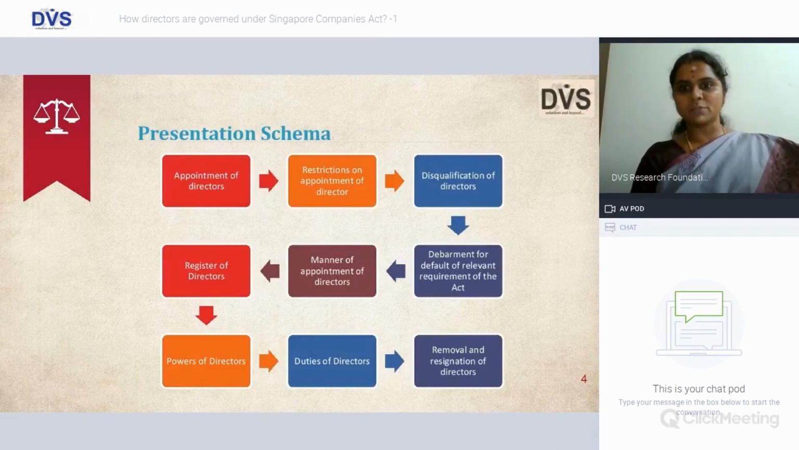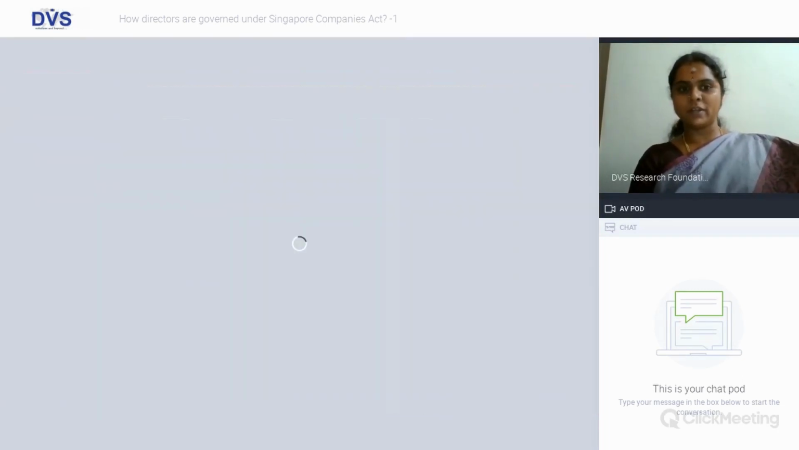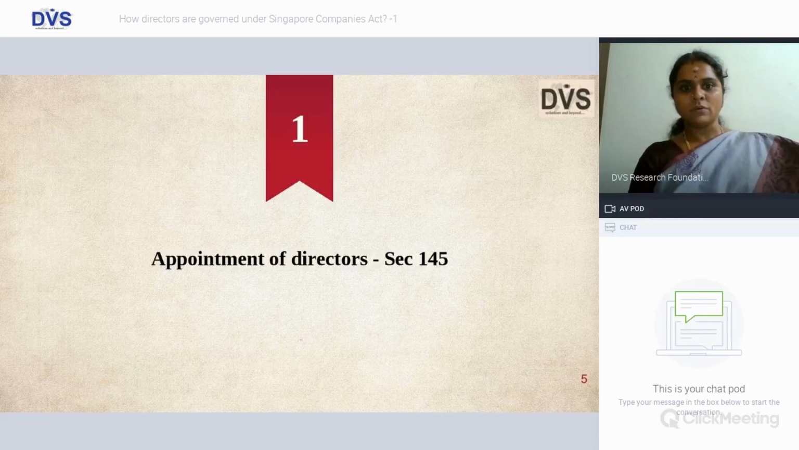This is the outline of today's presentation, where we will see the appointment of directors, restriction on appointment of directors, disqualification of directors, register of directors, manner of appointment of directors, and the provisions with regard to debarment, powers of directors, their duties, how they are removed, and the procedural formalities to comply with while they step down from the directorship of a company. Simple provisions to read, understand, interpret, and comply with, friends.